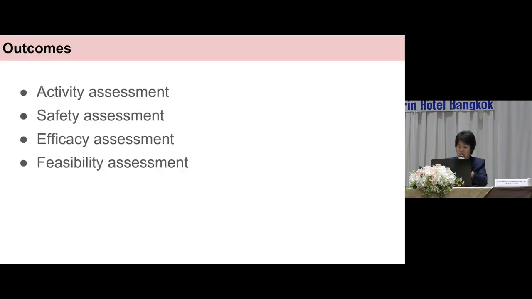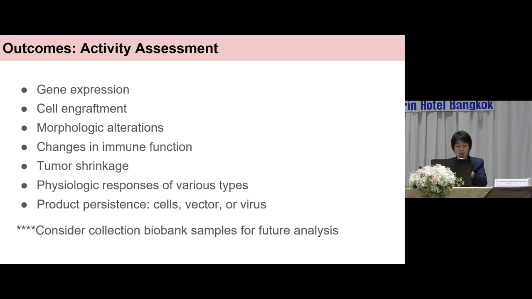Okay, the next one is outcomes. So we have to think about how to assess the activity, safety, efficacy and feasibility. It depends on what you're looking at. We may measure gene expression, cell engraftment, morphologic alteration, immune function, tumor shrink rate, and various other things. But you have to think broadly because we don't know the consequences of this therapy. So please consider saving some biobank samples for future analysis too.